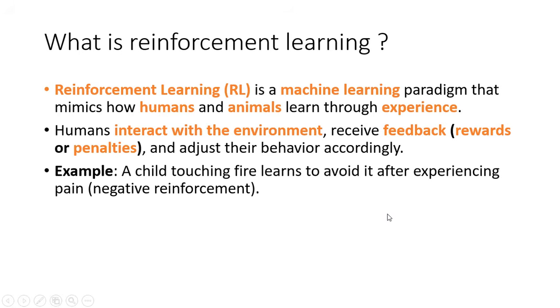So let's first understand what is reinforcement learning. I'll be referring to reinforcement learning as RL in short. It's a machine learning paradigm that mimics how humans and animals learn through experience. As humans, if I have to learn something, suppose I have to learn machine learning, I interact with the environment. In my case, the environment can be the textbook or the resources which I'm using for study. I receive feedback. The feedback can be a reward or penalty.